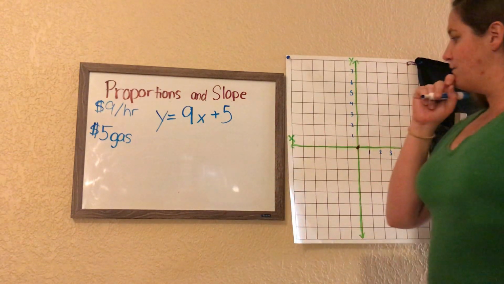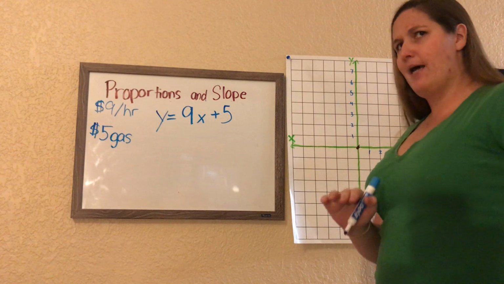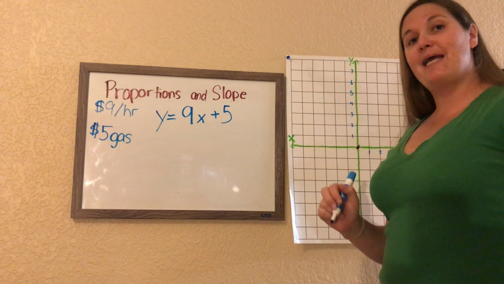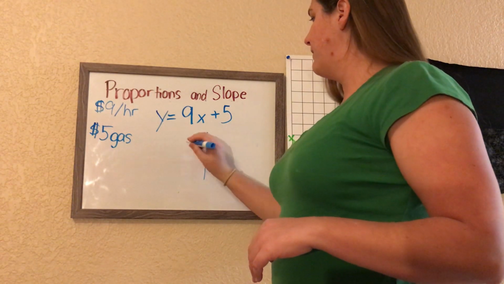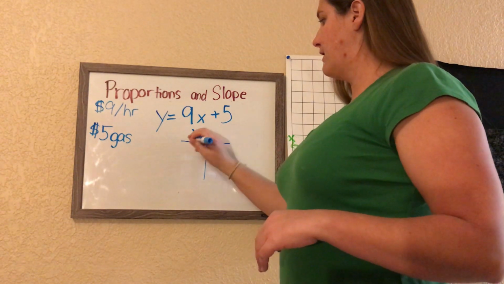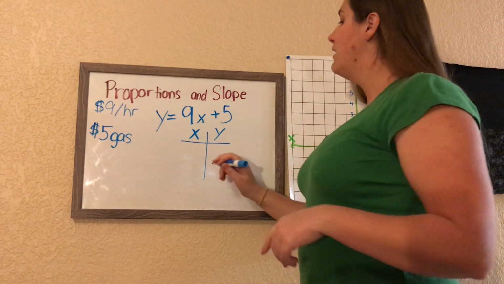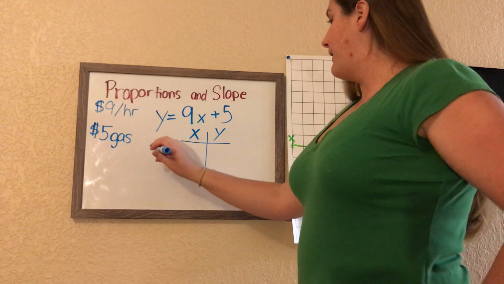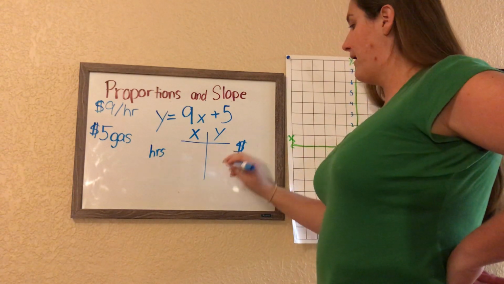Now this alone, I'm not sure how to graph that yet. We haven't learned this. But what I can do is make a table of values, just like what we did with the John problem with mowing the lawn. So how many hours did I work and how much money do I make?